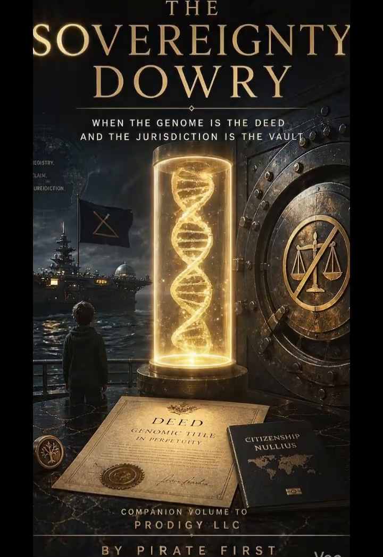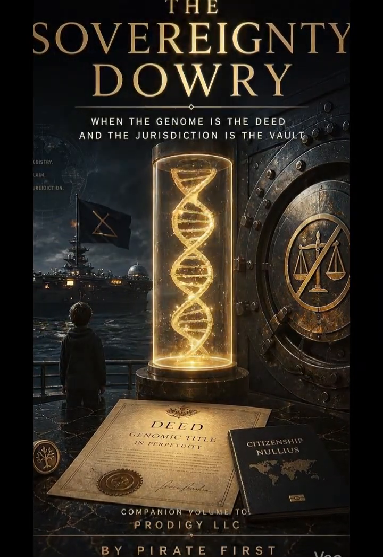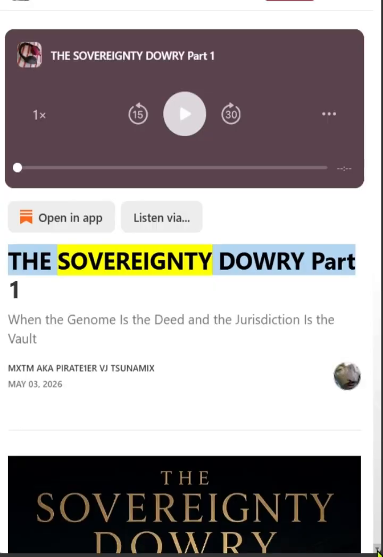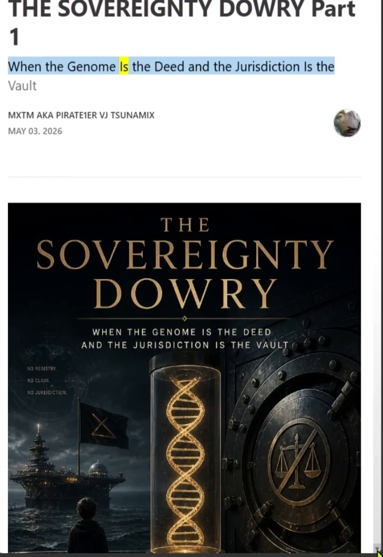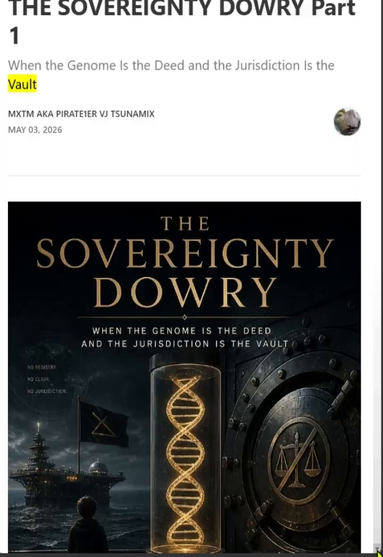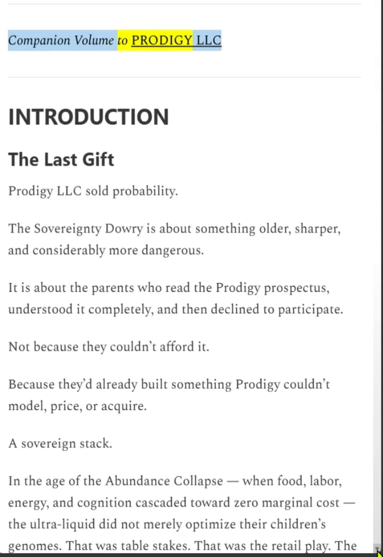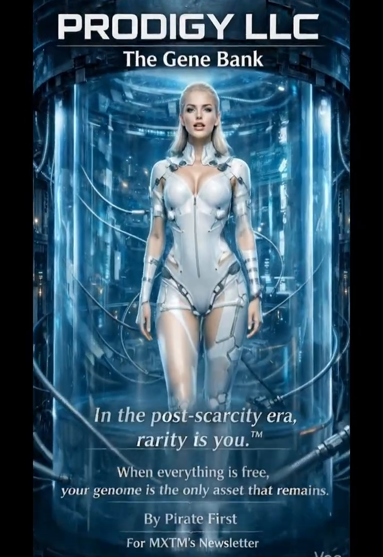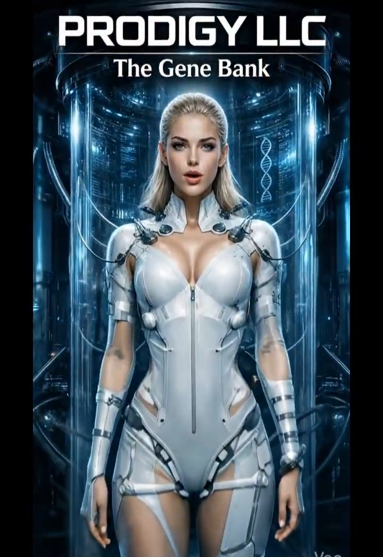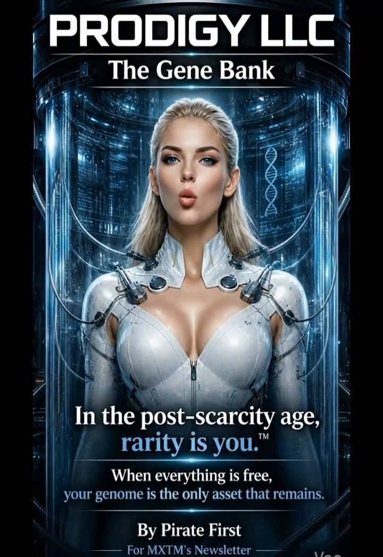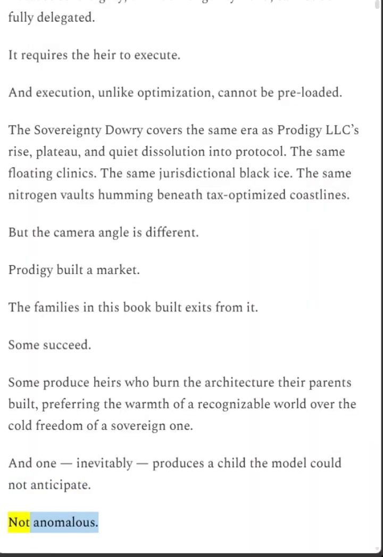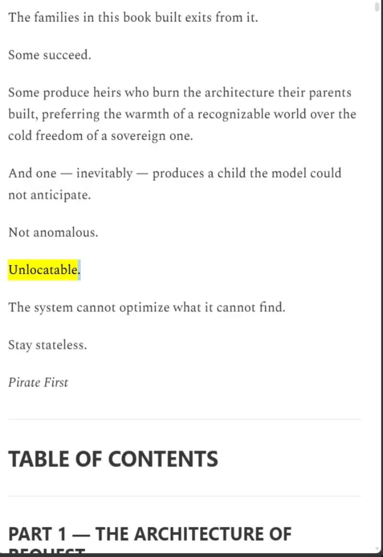The Sovereignty Dowry. When the genome is the deed and jurisdiction is the vault. The Sovereignty Dowry, Part 1: When the genome is the deed and the jurisdiction is the vault. May 3, 2026. Companion volume to Prodigy LLC. In the post-scarcity era, rarity is you. When everything is free, your genome is the only asset that remains. Not anomalous. Unlocatable. The system cannot optimize what it cannot find. Stay stateless. Pirate first. Table of Contents.